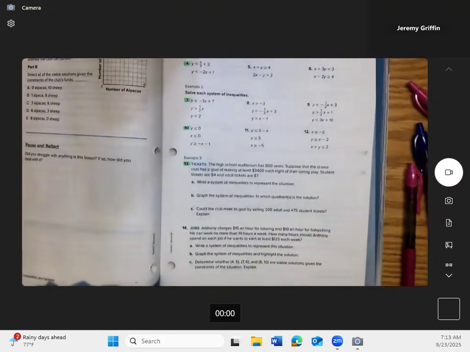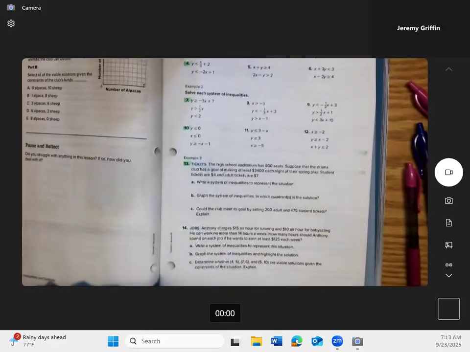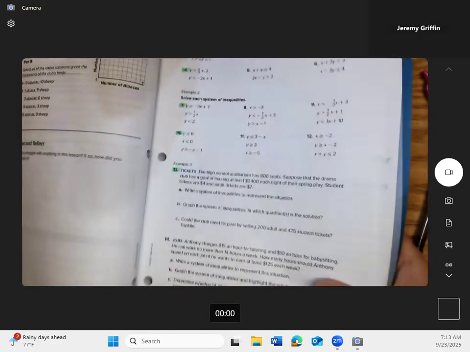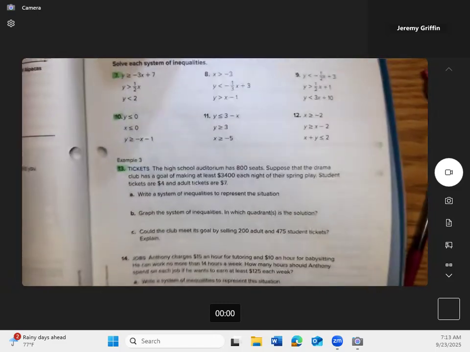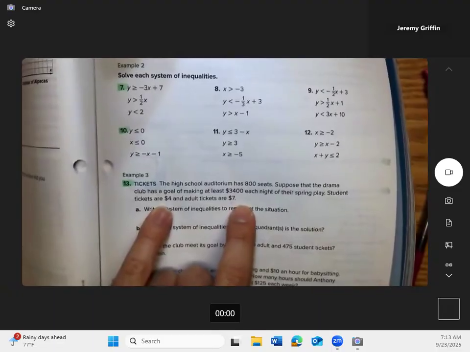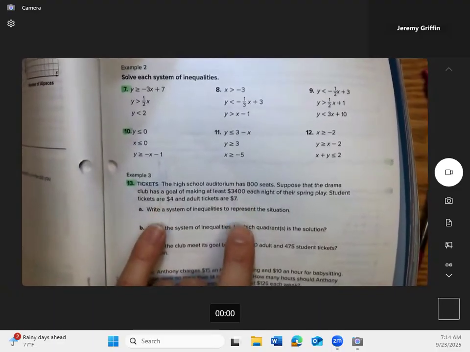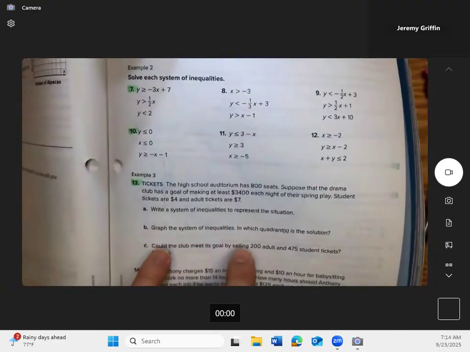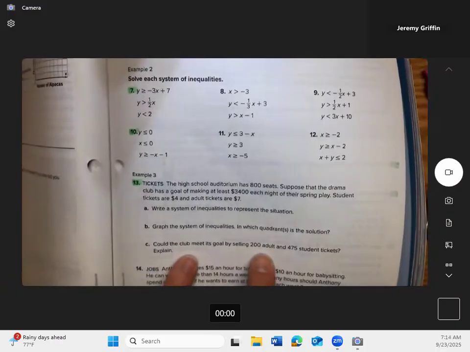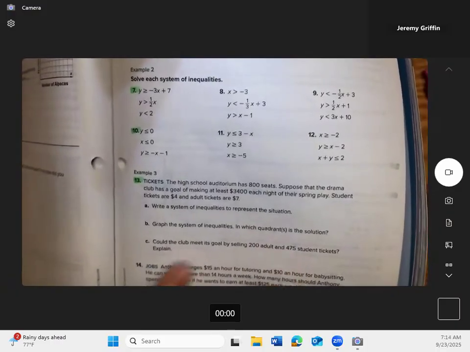13 tickets. High school auditorium has 800 seats. Suppose that the drama club has a goal of making $3,400 each night of their spring play. Student tickets are $4, adult tickets are $7. Hey, this reminds me of that boat question from earlier. Write a system of inequalities per the situation, graph it, and then could the club meet its goals by selling 200 adult and 475 student tickets? All right, well, let's find out.